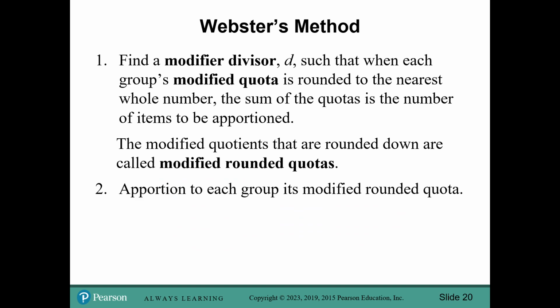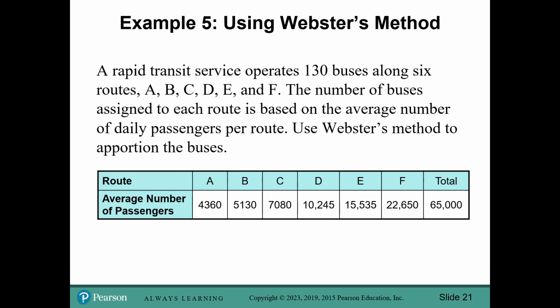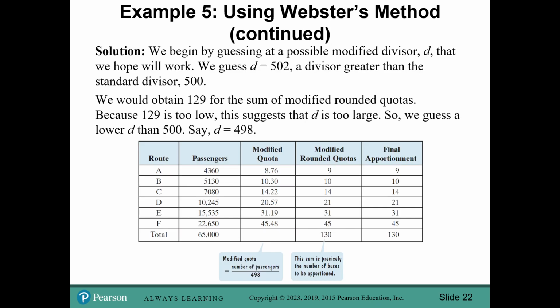We're going to look at Webster's method. We want to find a modified divisor D such that when each group's modified quota is rounded to the nearest whole number, the sum of the quotas is the number of items to be apportioned. The modified quotients that are rounded are called the modified rounded quotas. The apportionment to each group is its modified rounded quota. All right, same example, same transit example, same numbers here. We're going to use Webster's method, however, to apportion the buses in this case.